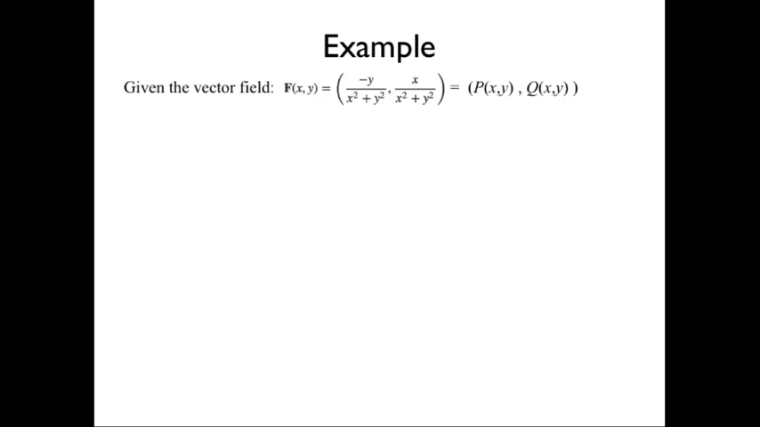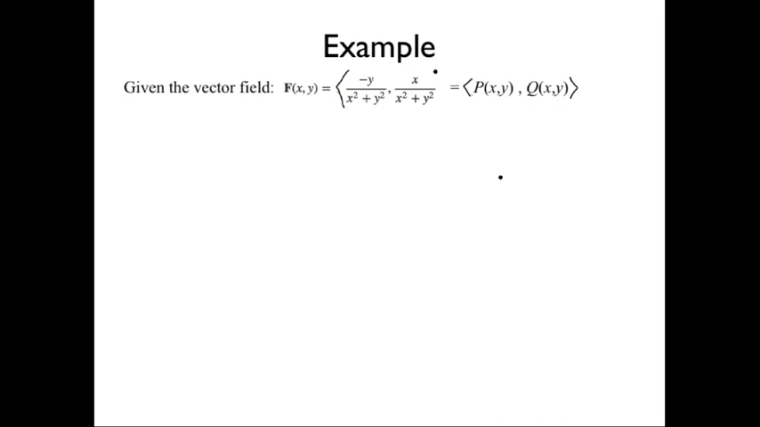Okay, vector field. Okay, and we got negative y over x squared plus y squared, x over x squared plus y squared.